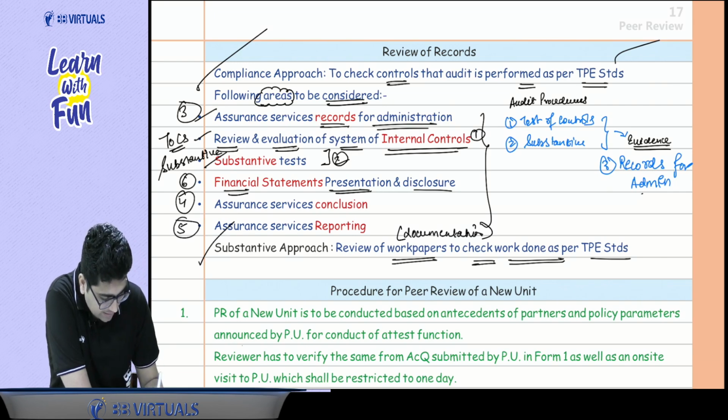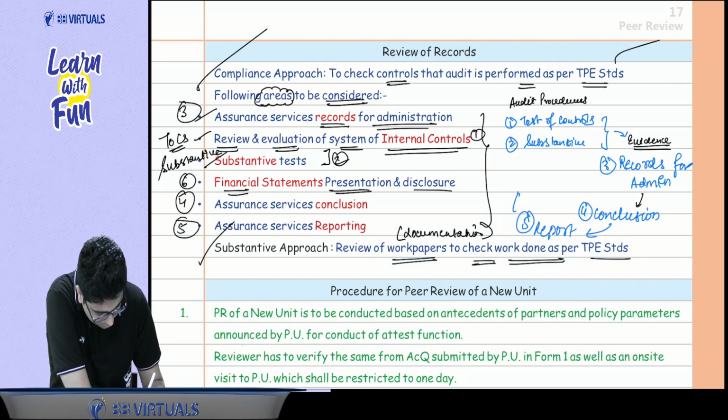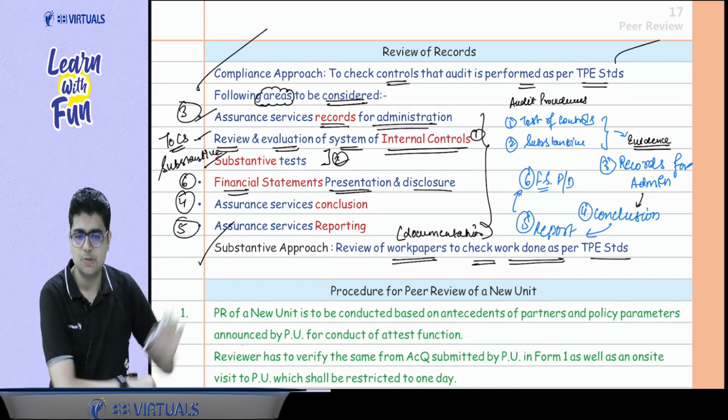Then based on that evidence, what do you draw, sir? We draw the conclusions. Based on the conclusion, we form our opinion and report. And report on what? Report on the financial statement. So financial statement, presentation and disclosure. Are these 6 points clear to you?